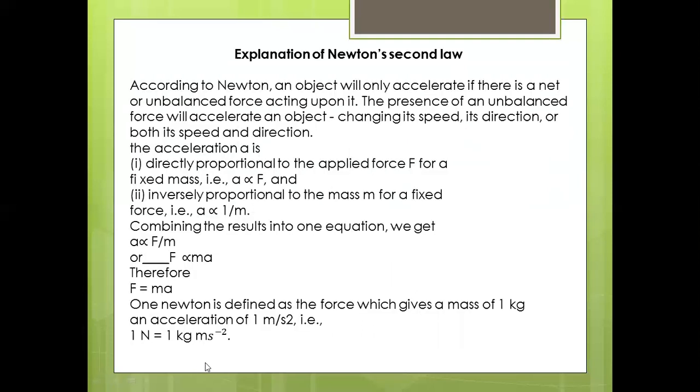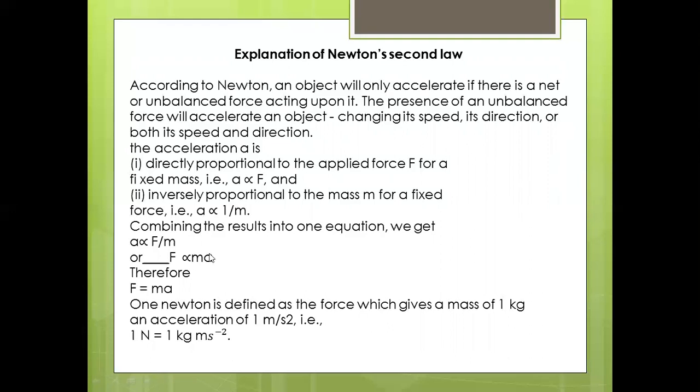According to Newton's second law of motion, an object will only accelerate if there is a net or unbalanced force acting on it. The presence of an unbalanced force will accelerate an object. That is, its speed will change and its direction will also change. Acceleration produced in case of unbalanced forces will be directly proportional to the applied force.